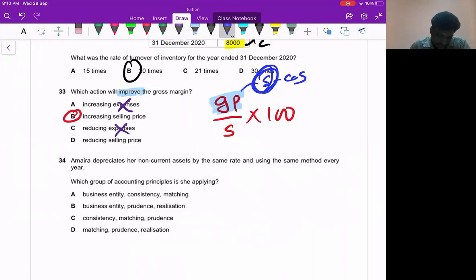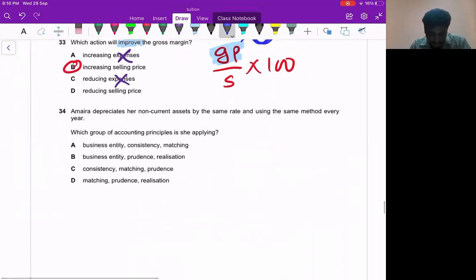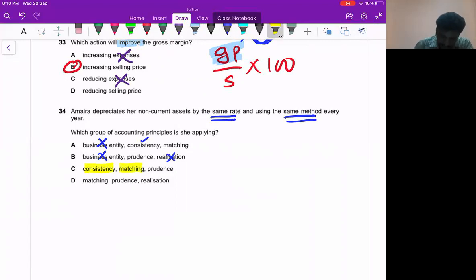Okay, next one. Amira depreciates a non-current asset by the same rate using the same method every year. Very good. Okay, what are they following? Consistency, yes. Business entity, no. Business entity is related to the owner and the business. So no. Realization is also totally wrong. Consistency, yes. Matching, yes. Prudence, yes. The answer is C.